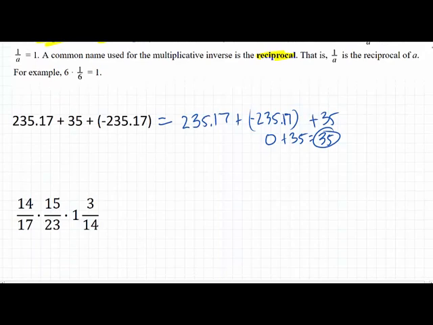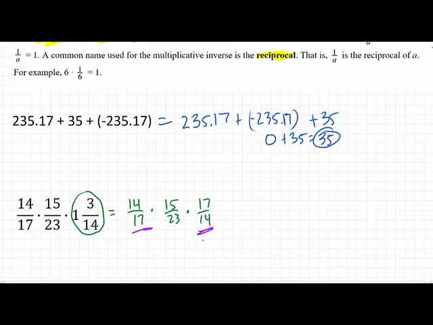So here I have 14/17 times 15/23 times 1 3/14. At first we might not notice anything, but I could rewrite this mixed number as an improper fraction. So I could say 14/17 times 15/23 times, instead of 1 3/14, I'm going to go ahead and say 17/14. Okay, now we notice that we have reciprocals. The two reciprocals are going to be the 14/17 and 17/14.